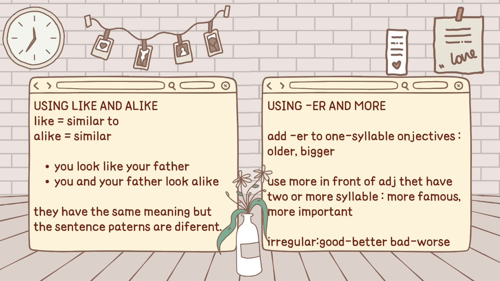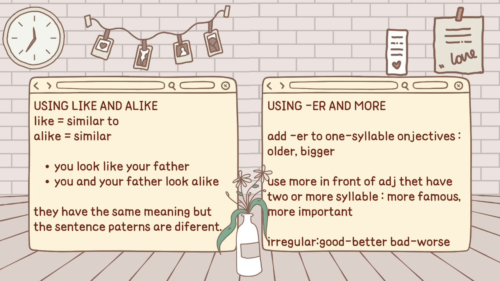Using like and alike. Like means similar to, and alike means similar. You look like your father. And you and your father look alike. They have the same meaning, but the sentence patterns are different. Look at it again. You look like your father. You and your father look alike. It's a different pattern.